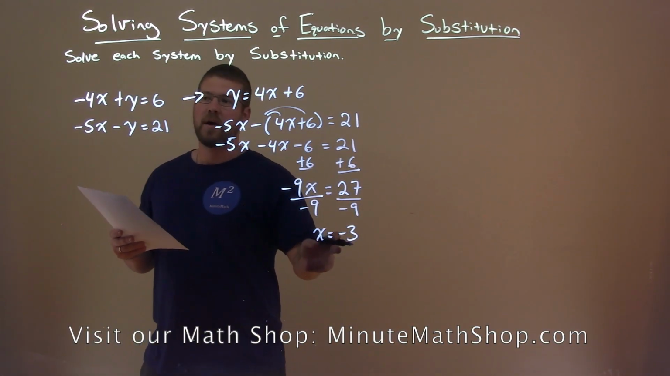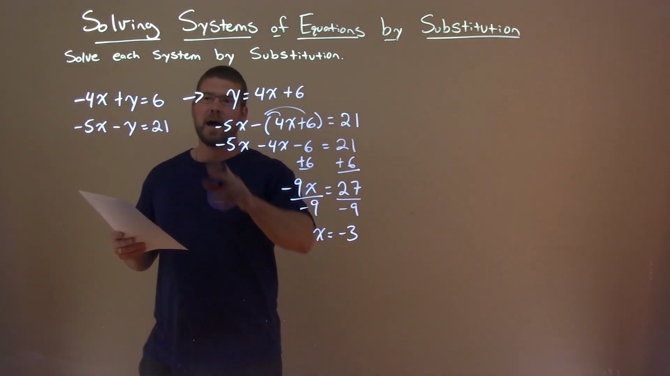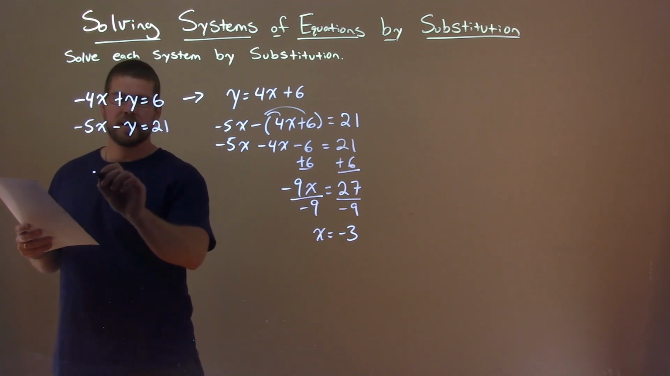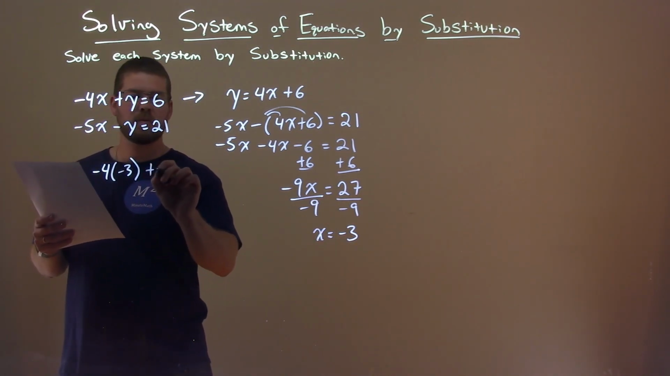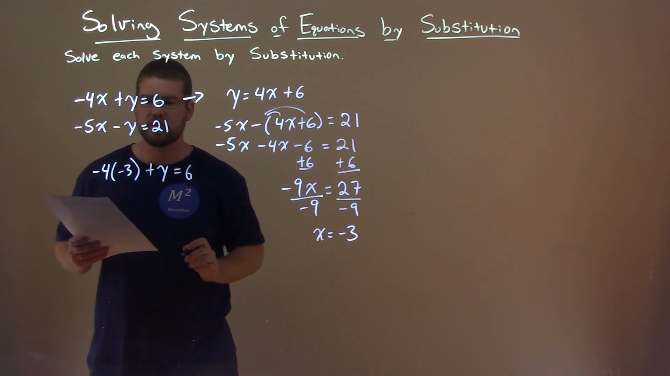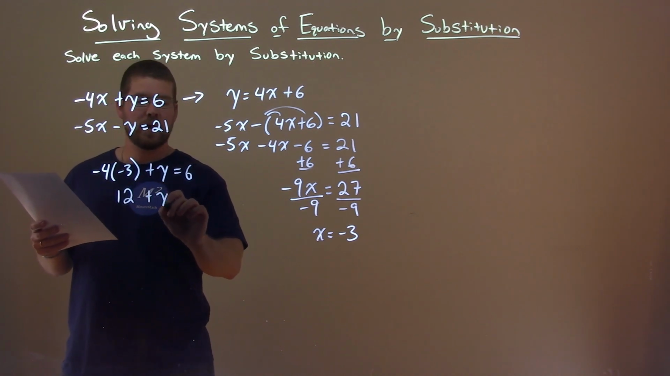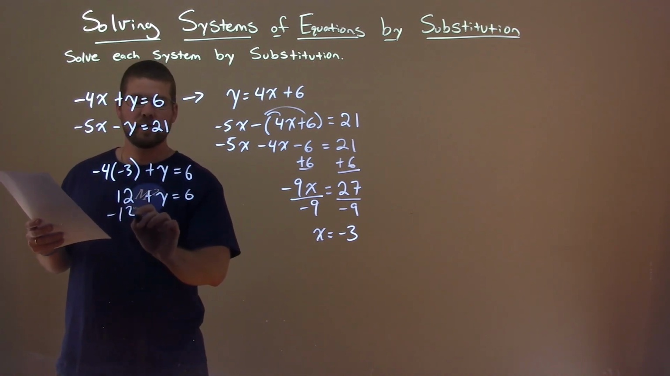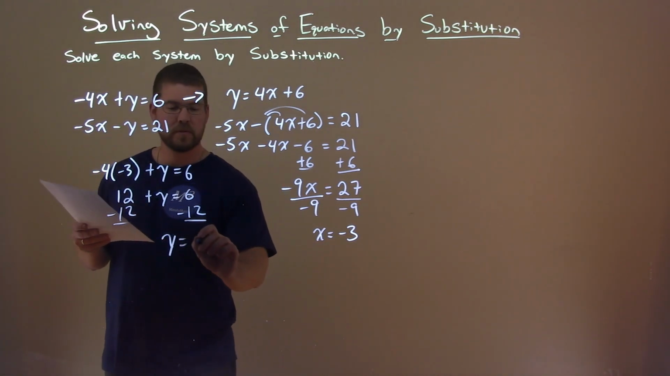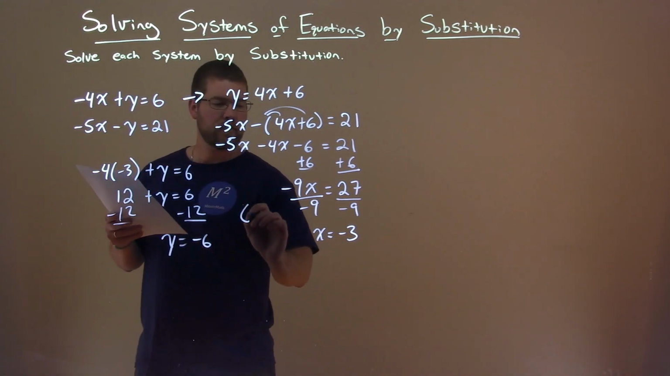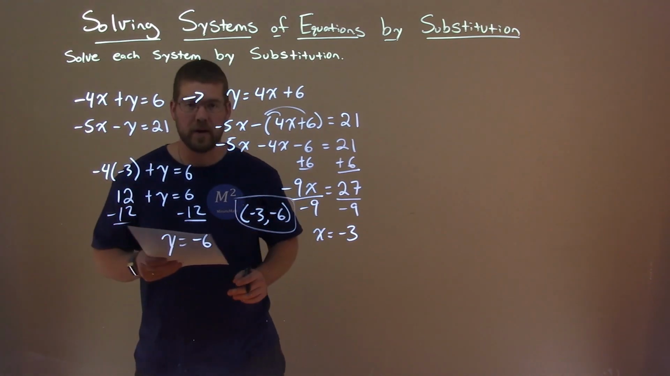Well, we want to take that value and plug it into one of our other equations and solve for y. I think the first equation is easier. We take negative 4 times negative 3 plus y equals 6. Negative 4 times negative 3 is a positive 12 plus y equals 6. Subtract 12 from both sides, and y equals 6 minus 12, which is a negative 6. So our answer here is negative 3 comma negative 6, and that is our final answer.